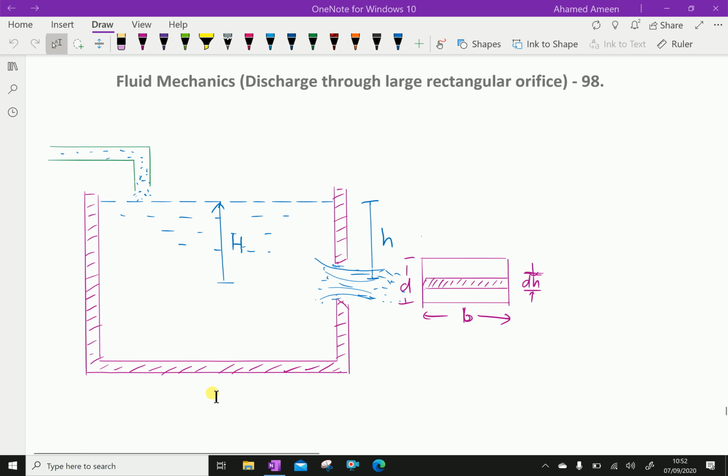In fluid mechanics, let us discuss discharge through a large rectangular orifice. Look at this figure. Consider a large rectangular orifice in one side of the tank discharging freely into the atmosphere under a constant head h, as shown in the figure.